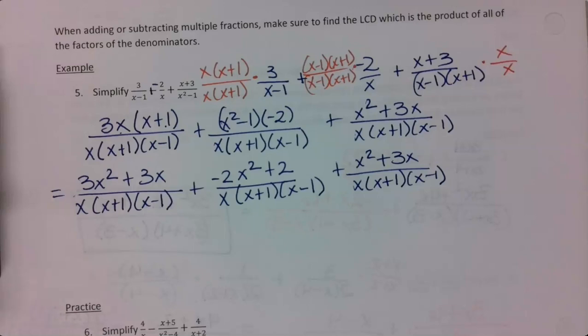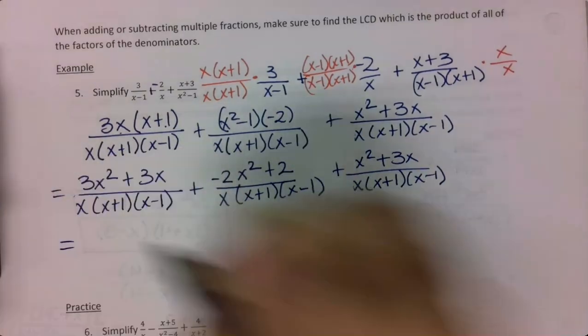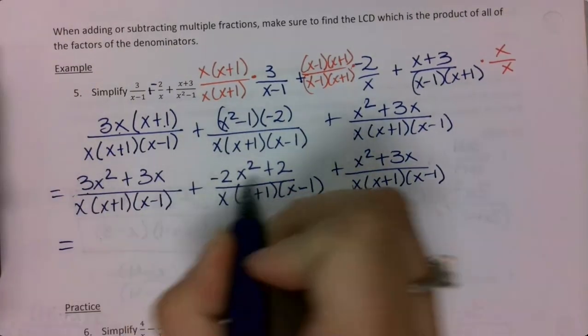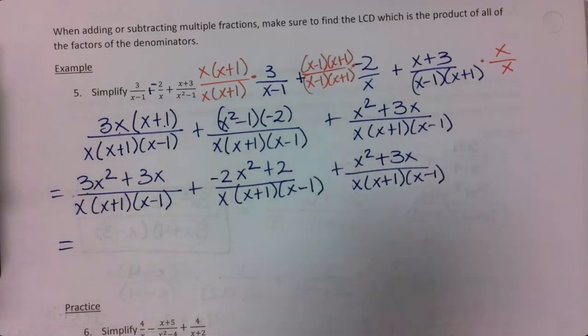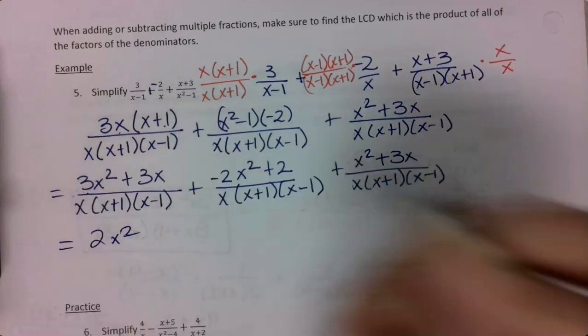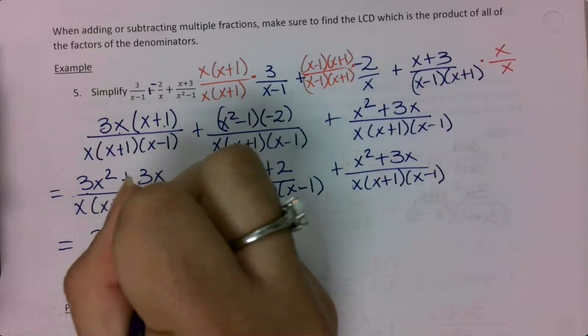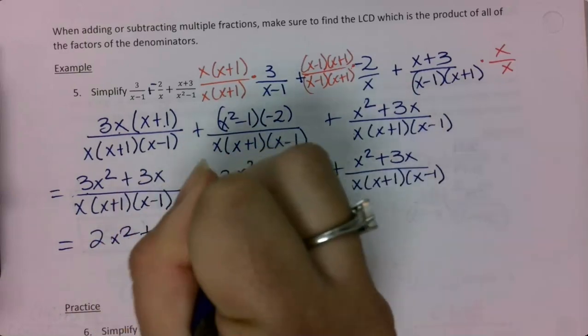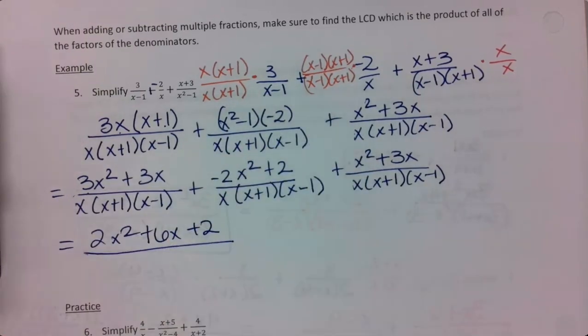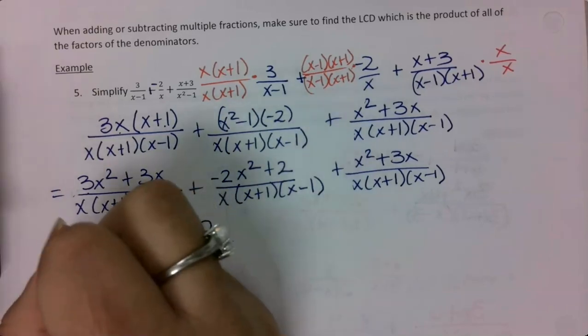Okay, then I want to combine like terms. So I have 3x squared, negative 2x squared, and x squared. That's 2x squared. I have 3x and 3x. That's 6x. And then just a 2. My denominator is going to stay the same.